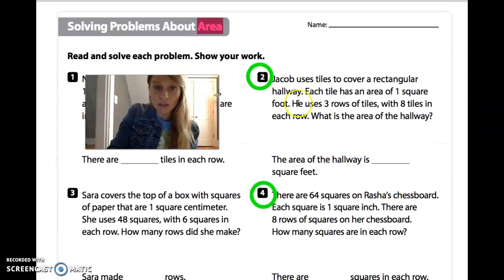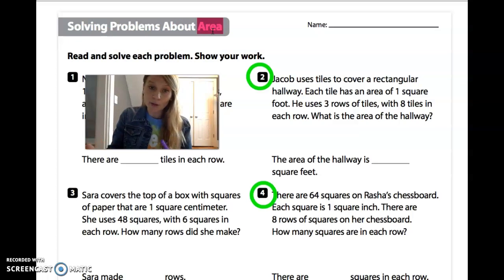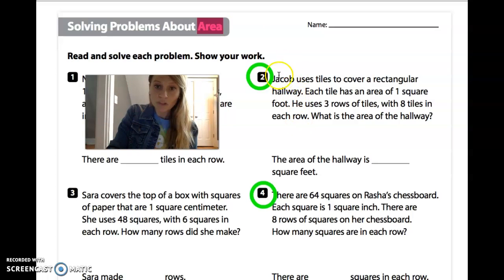So on page 23, we're going to be doing problems about area. Remember area and perimeter? Area is the inside, and we use multiplication. Jacob uses tiles to cover a rectangular hallway. Each tile has an area of 1 square foot. He uses 3 rows of tiles with 8 tiles in each row. What is the area of the hallway?